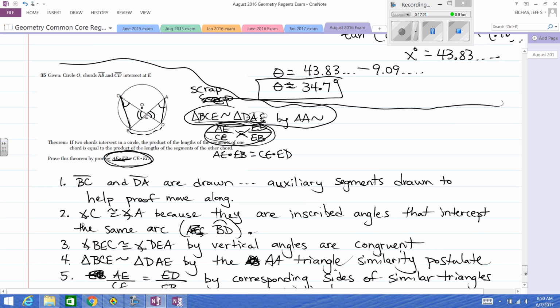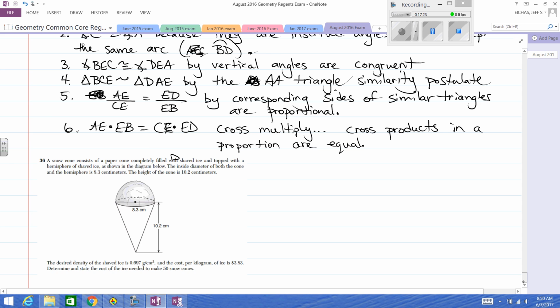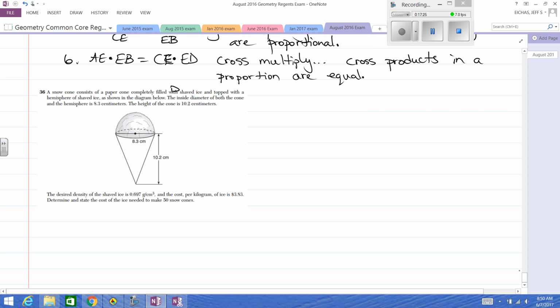All right, and just making sure we did actually complete what we set out to, so that's great. All right, next problem is going to be pretty involved. We've got a volume with a density, okay, and a cost. Great. Okay, so we got a lot going on here.